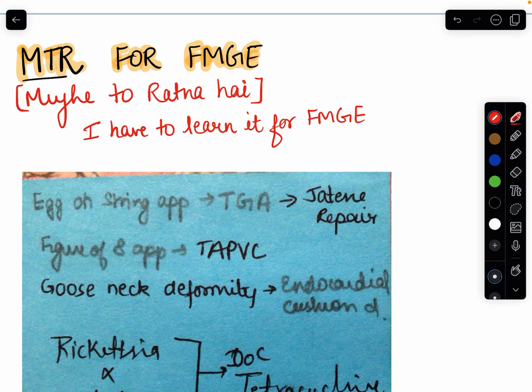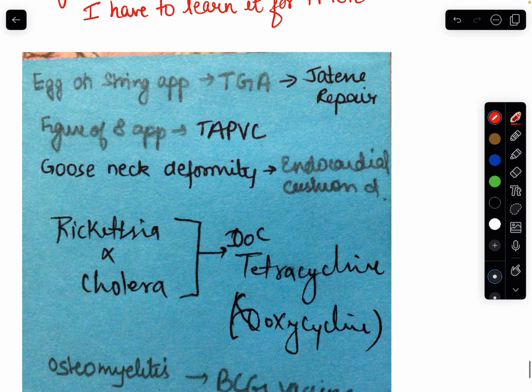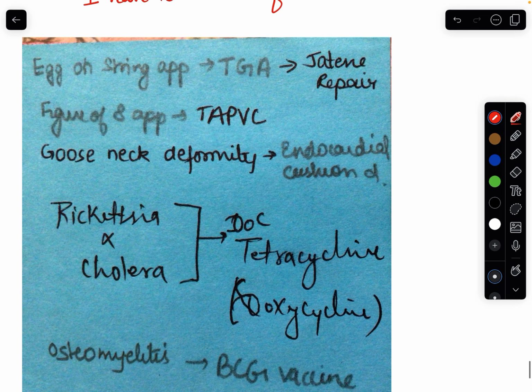Hello everyone. So in today's video, I'm going to tell you about the most important questions or most important points regarding the FMG exam. For this type of questions, I use the term MTR, like "mujhe toh ratna hai", or in English we can say I have to learn it for FMG. Now, in this flashcard, the first question is about the egg on string appearance.